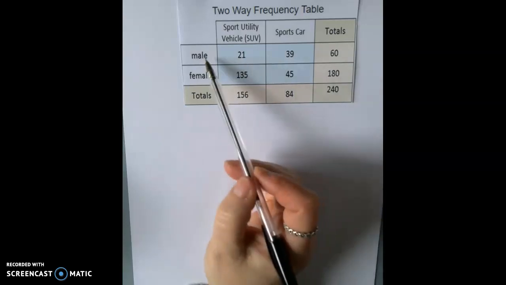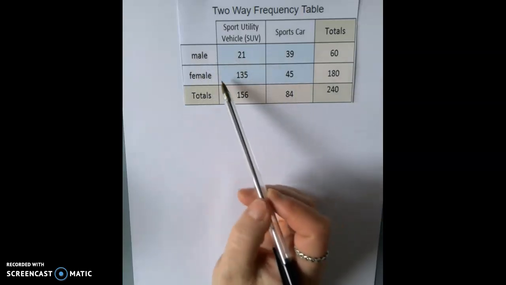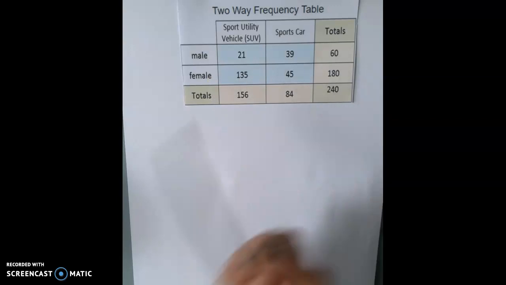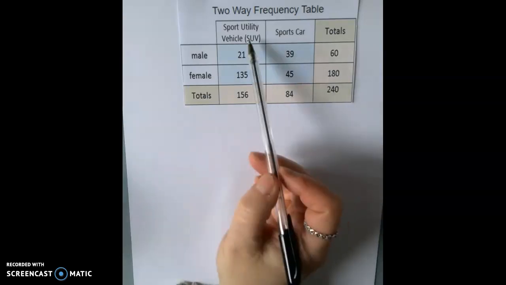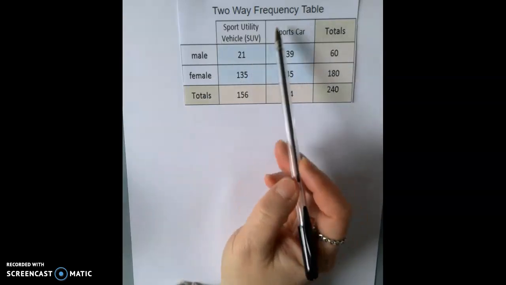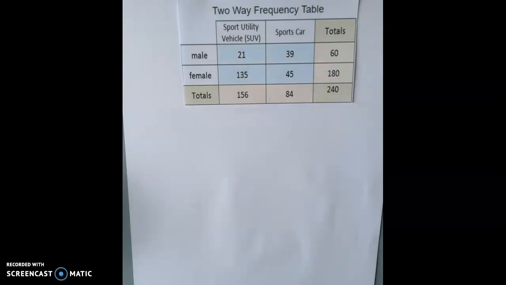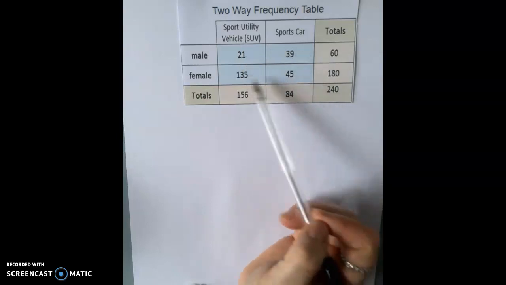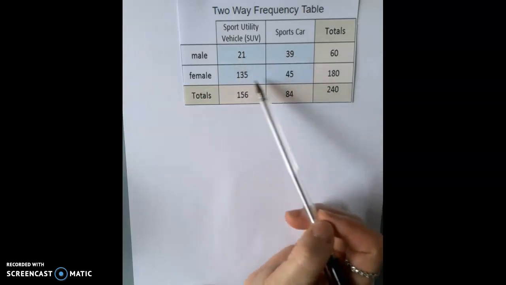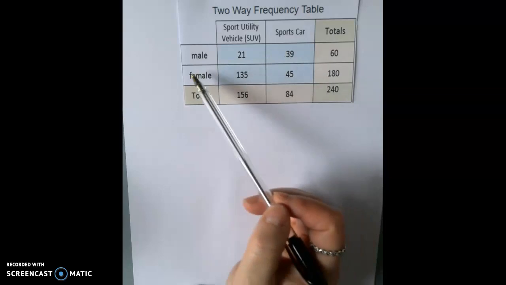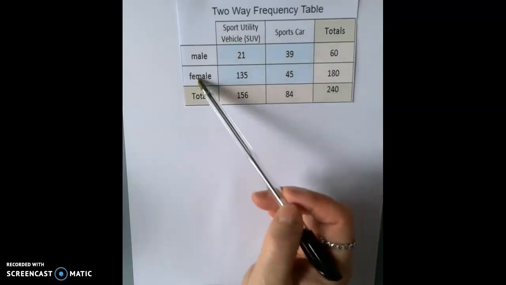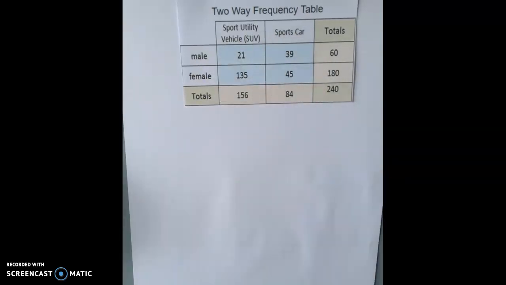Now, being male is an event, being female is an event, because it's an option that you could have, an outcome that you could have. You could be male or you could be female. And having an SUV or having a sports car is also an event, because you could have either an SUV or a sports car. So you can see by the cells in the middle that there are 4 possible events, and you can back that up by counting these rows and columns here.